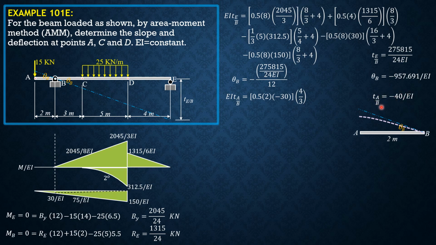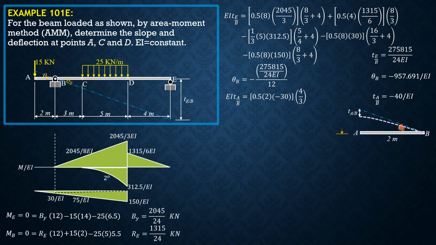Deviation of A relative to the tangent at B is negative, so negative 40 over EI. So this is it. Deviation of A relative to the tangent at B, negative. So point A on the elastic curve is below the reference tangent at B. Therefore, deflection at A is above the horizontal axis of the beam. Therefore, it is positive.